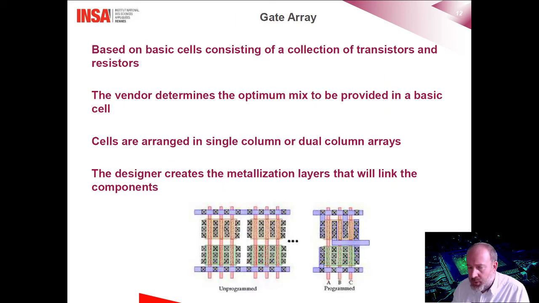The last type of circuit is the gate array. These circuits are based on basic cells, which consist of a collection of transistors or logic cells. These cells are usually arranged in rows or columns, that is to say in a matrix, in fact, of elements that are previously placed in the silicon. Designers just have to create the layers of connection between the different components and configure the logic cells to perform a given function.